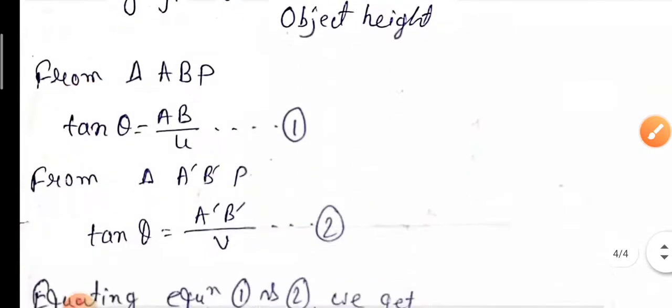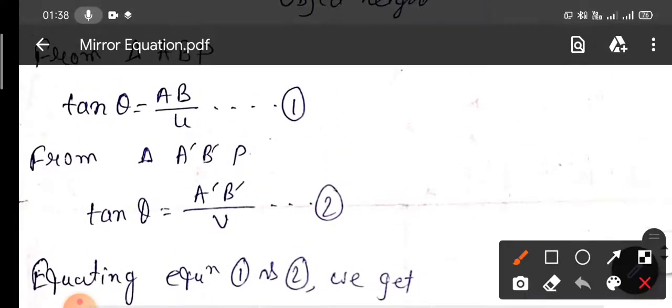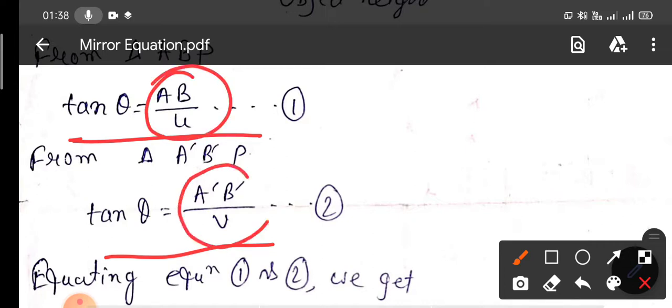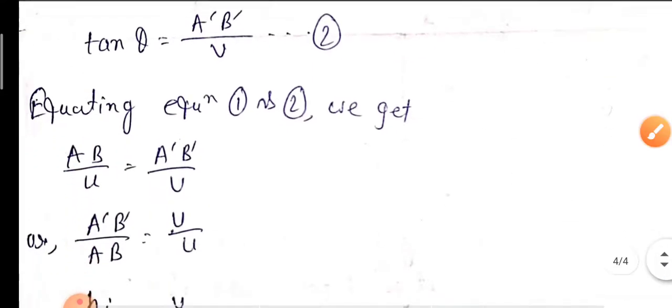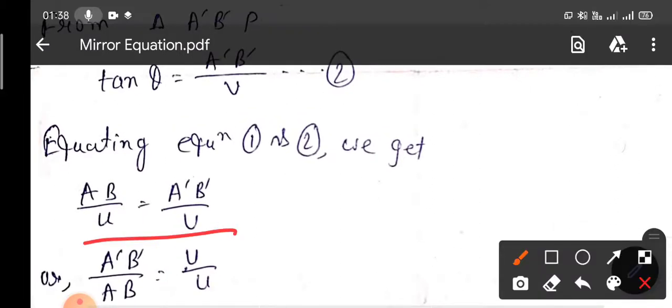Now look at these two equations. The first equation is tan theta is equal to AB by u, and the second equation is tan theta is equal to A'B' by v. If you compare these two equations, in both equations the left side is the same, but the right side is different. So you can write that the right side of the first equation is equal to the right side of the second equation: AB by u is equal to A'B' by v.